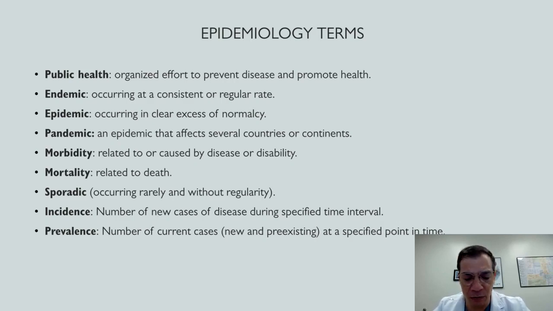And also, we need to understand the concepts of incidence and prevalence. The incidence is the number of new cases of a disease. You count all the population that is at risk of or is exposed to a certain factor, and you count the number of new cases in a specific period, can be a year, can be a month. And then we have the prevalence, which is the number of current cases plus the new cases in a specific population, country, city, and a specific point in time, a week, month, or a year. Those are concepts that we need to understand very well.